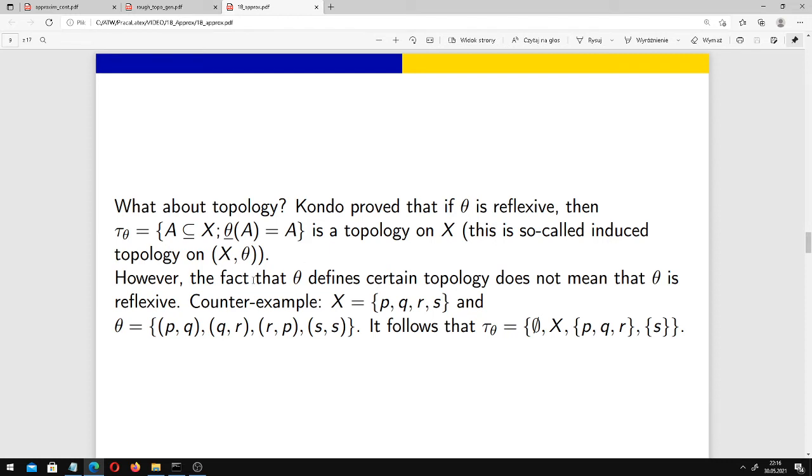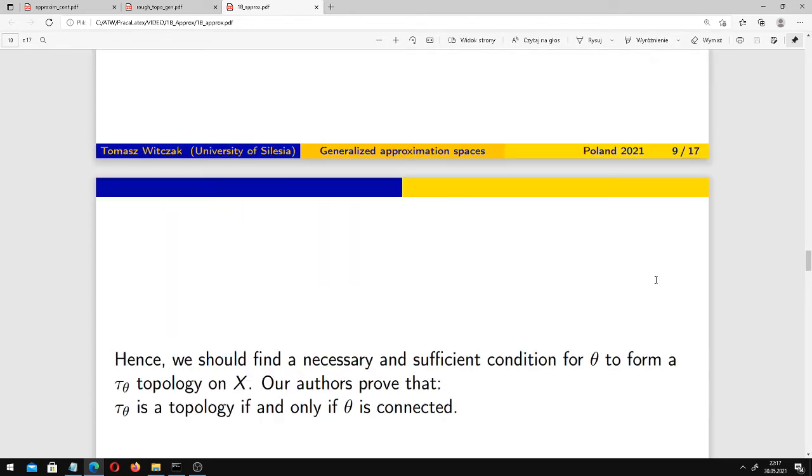However, the fact that theta defines a certain topology does not mean that theta is reflexive. So there is no equivalence here. It has meta-equivalence. Now, for example, for this universe PQRS and for this relation theta, we have this set tau theta, and one can prove that this is a topology, but this relation theta is not reflexive.